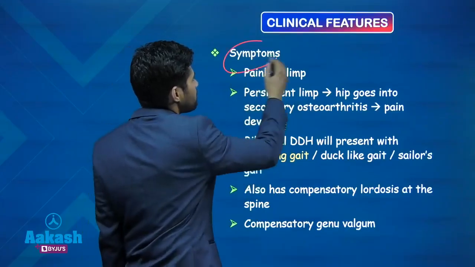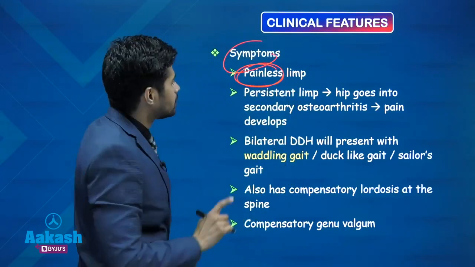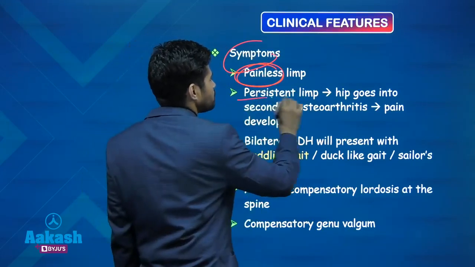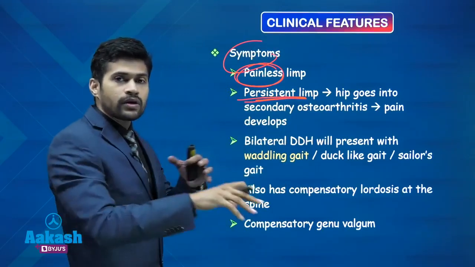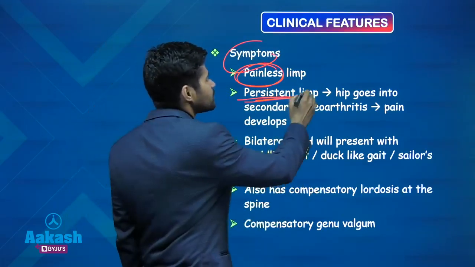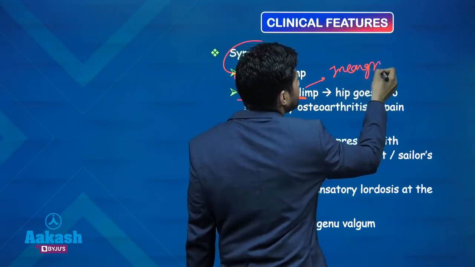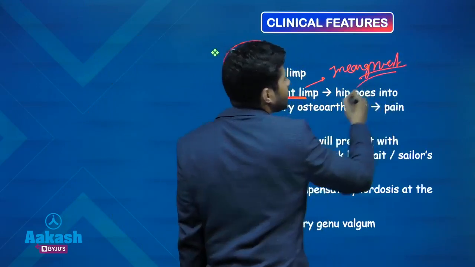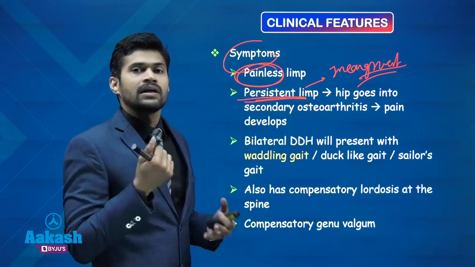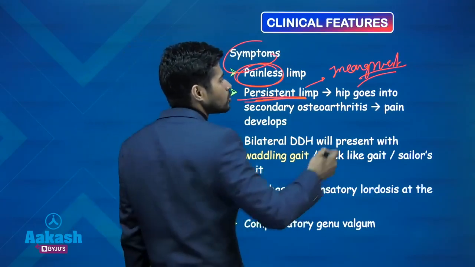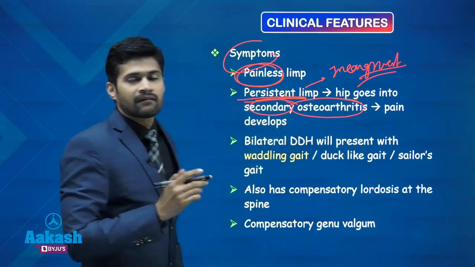So what will be the symptoms? Painless limp. Remember, it is painless, not painful, and it is persistent because there is no going back into the acetabulum. And if it is persistent, then it is an incongruent joint. And if the joint is incongruent, then what will happen? There will be erosion of the cartilage. Ultimately, it will develop secondary osteoarthritis because of developmental dysplasia.